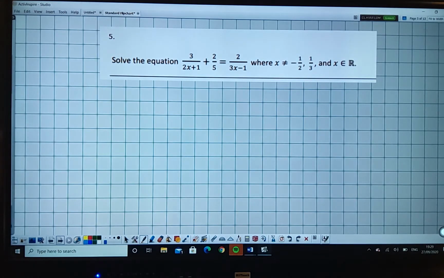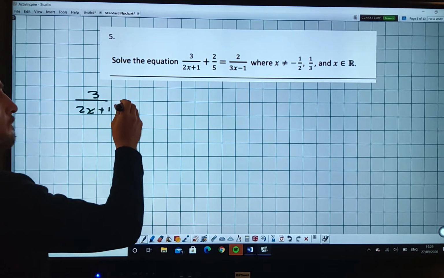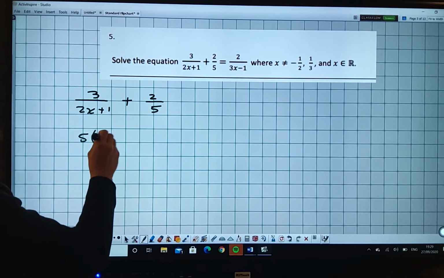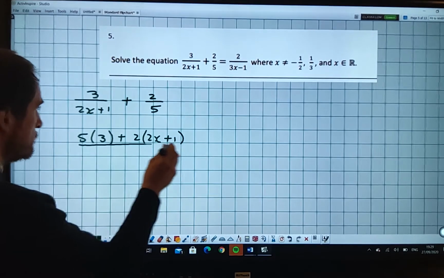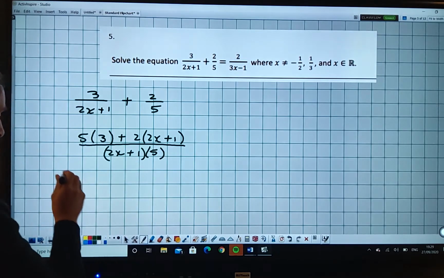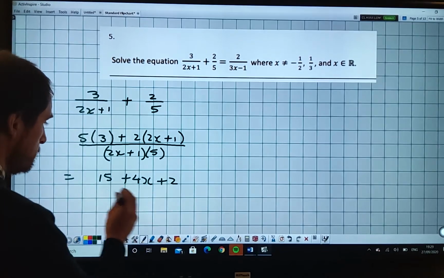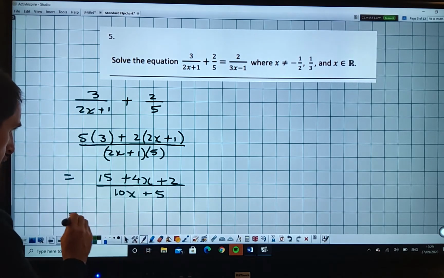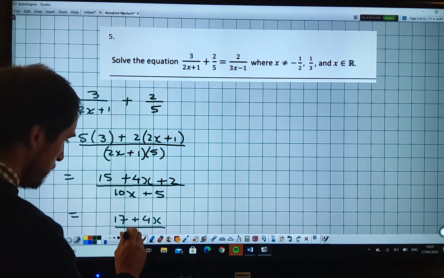Now, question 5 then. So to solve the equation, I take these in two parts. So I've got 3 all over 2x plus 1 plus 2 all over 5. Cross multiply. 5 times 3 plus 2 times 2x plus 1, all over 2x plus 1 times 5. So that's equal to 15 plus 4x plus 2, all over 10x plus 5. So that's 17 plus 4x all over 10x plus 5.